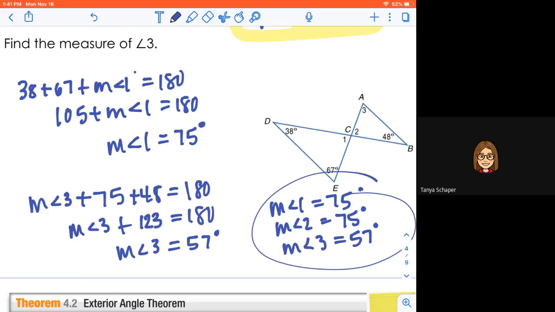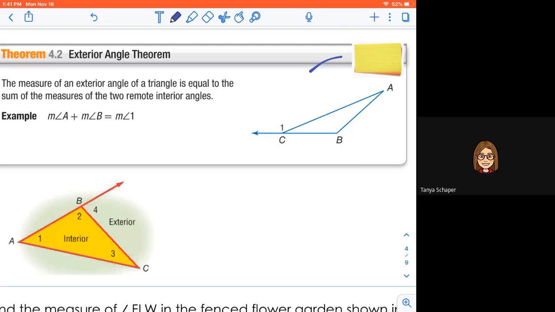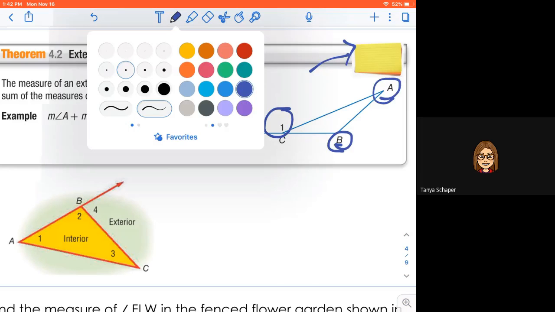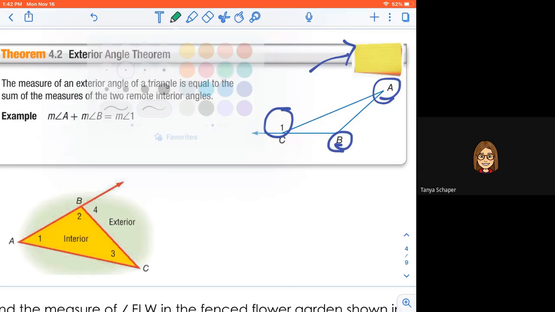A new theorem that you might not have heard about prior to this is called the exterior angle theorem. Notice the note card in the upper right-hand corner. It's a bit of a delay. The exterior angle theorem says that an angle on the exterior, such as number 1, is equal to the sum of the two remote interior angles. Because it's a theorem, that means we can prove it. Can you guess why this works? Why do you think that would work?